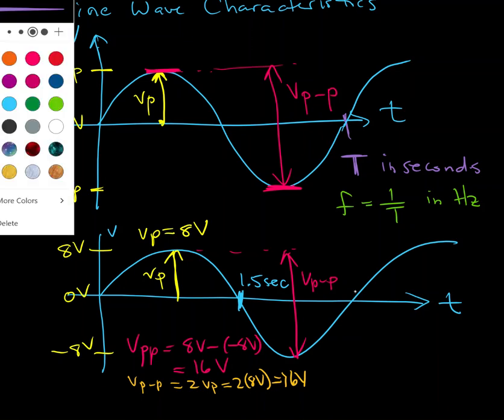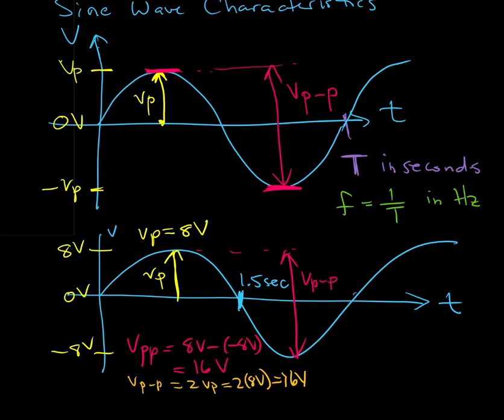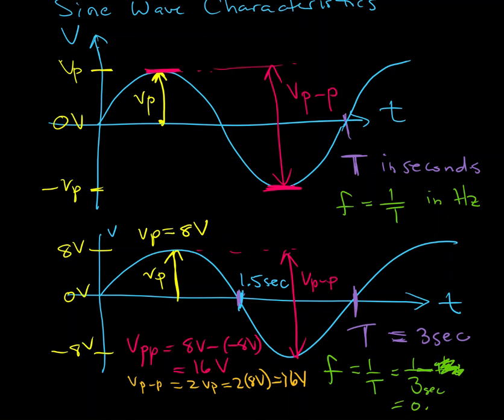Time-wise, our period of the waveform is here, and I know that 1.5 seconds is what it takes to get half the waveform, so this must be 3 seconds, and if that's 3 seconds, then our frequency is 1 over T, which is 1 over 3 seconds, the seconds on the bottom there, which equals 0.33 hertz. Okay.